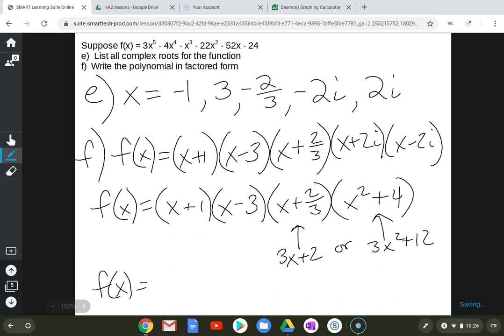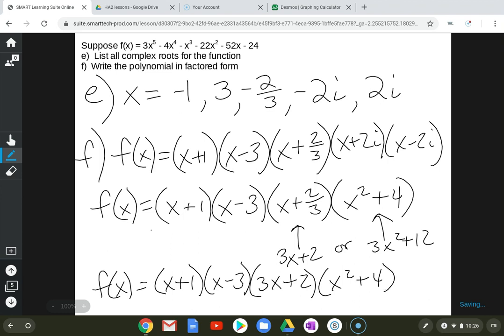Personally, I'm going to write it as x plus 1 times x minus 3 times 3x plus 2 times x squared plus 4. So your other option would just be to put a 3 in front right here so that we take that leading coefficient into account. And actually we'll have the same zeros, but now we'll have the same scaling factor as well, our dilation factor.